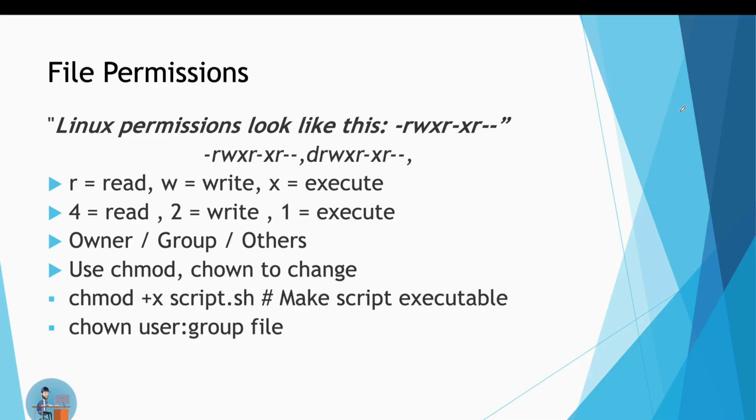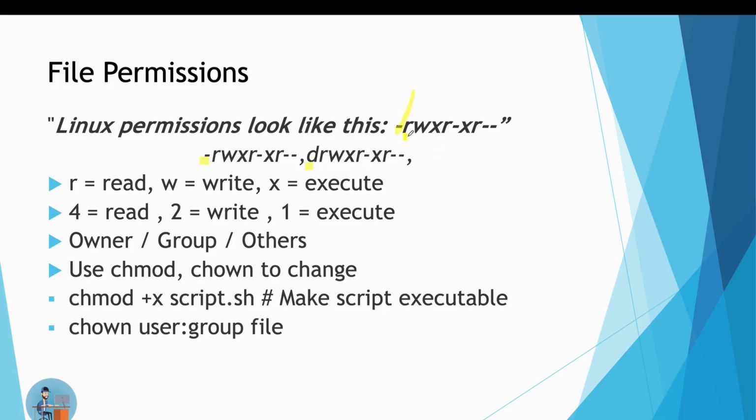Before going forward, we should understand file permissions. In Linux, permission looks like this. The first character signifies the file type. If it is a dash, then it means it's of file type. If it is d, then it's a directory.